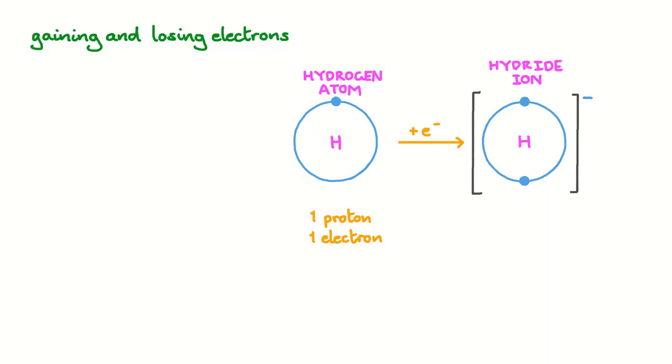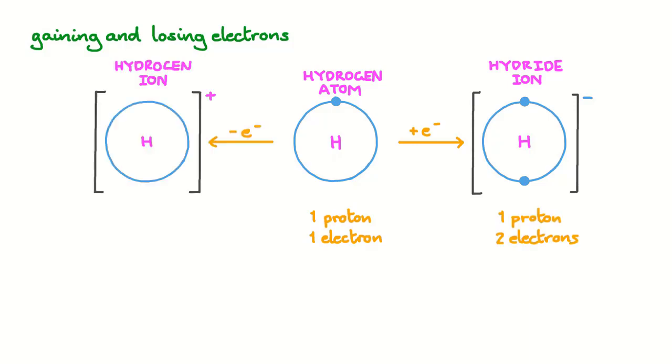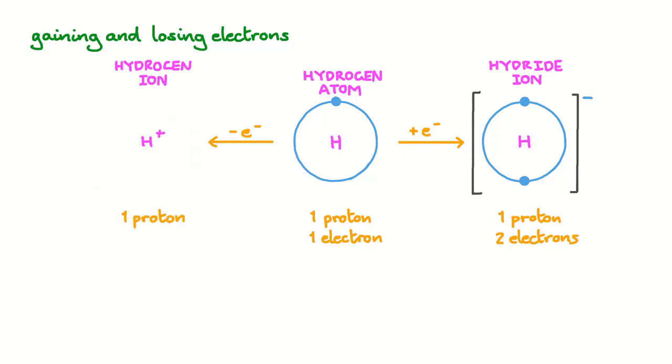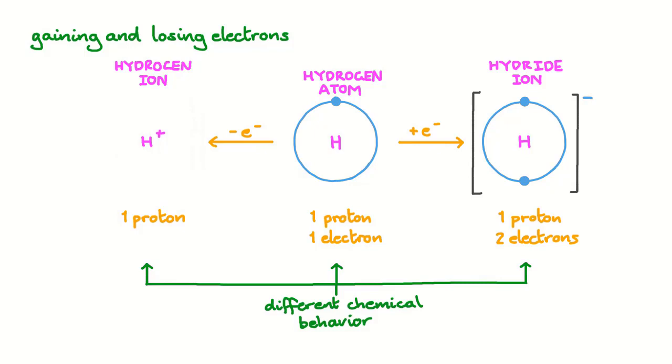An atom of hydrogen can gain one electron and become a hydride ion. It's the same number of protons, but one extra electron. Alternatively, a hydrogen atom may lose an electron to form a hydrogen ion. It can help to simplify this diagram by writing H+ instead. When atoms or ions gain or lose electrons, they change their chemical behaviour, so it's quite important to keep track.